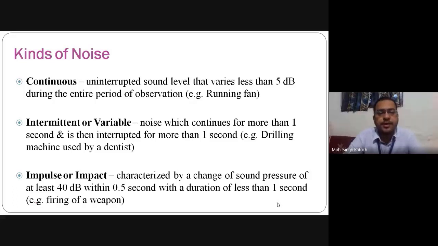Second one is intermittent or variable noise. So it is noise which continues for more than 1 second and is then interrupted for more than 1 second. A good example for intermittent noise is the drilling machine which is used by a dentist. Third type of noise is impulse or impact noise. It is characterized by a change of sound pressure of at least 40 decibels within 0.5 seconds with a duration of less than 1 second.